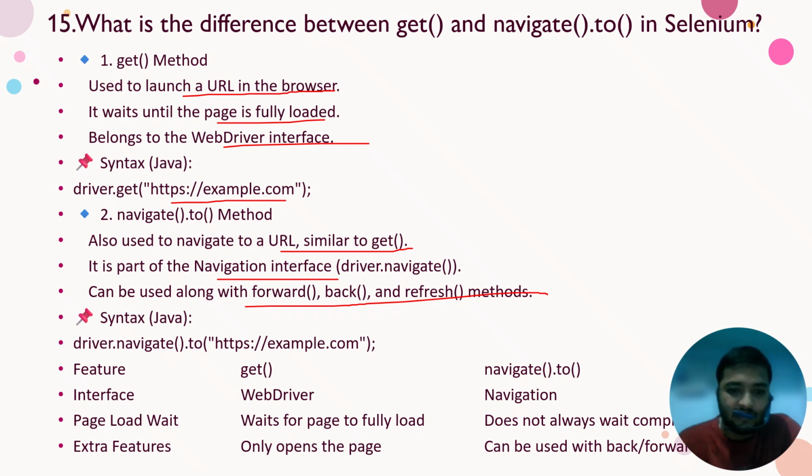Comparing get and navigate: get belongs to the WebDriver interface, while navigate belongs to the Navigation interface. Get waits for the page to fully load, and navigate does not support that component. Navigate has extra features, it only opens the page and can be used with backward and forward page navigation.